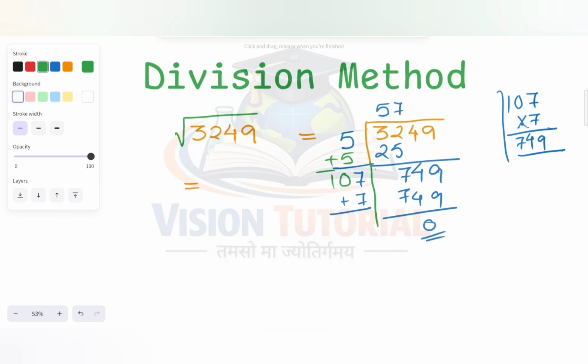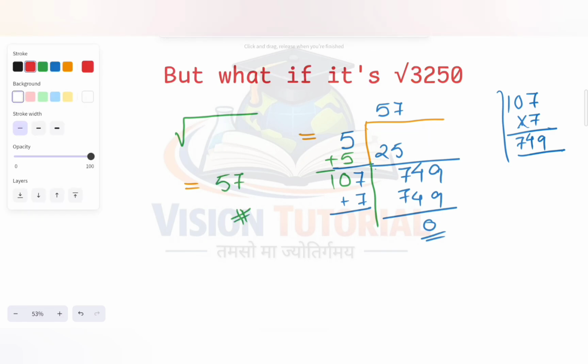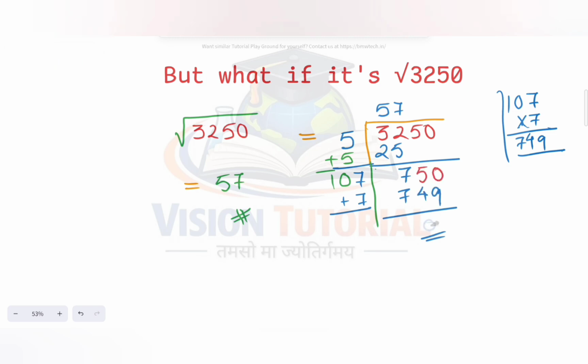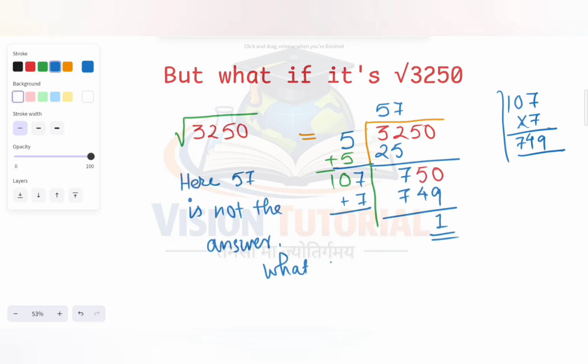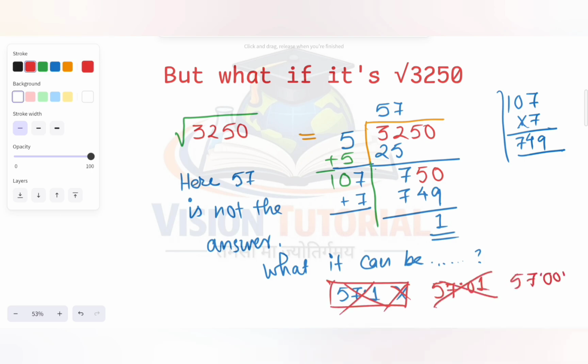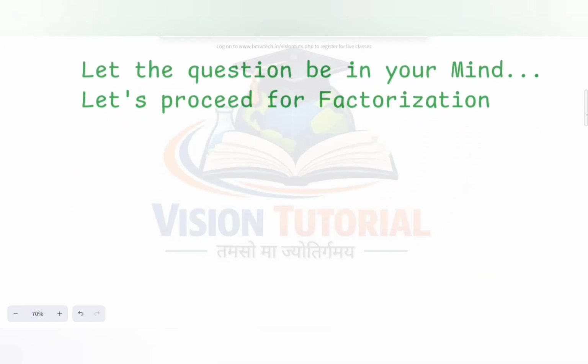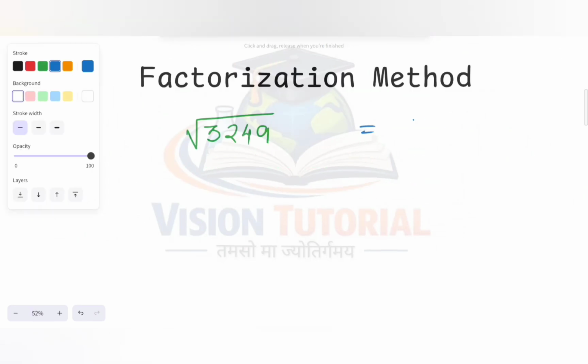The problem arises when we try to find the square root of 3,250 instead of 3,249. If we apply the same process to 3,250, we get a remainder of 1, not 0. In that case, 57 is not the square root of 3,250. Similarly, 57.1, 57.01, and 57.001 are all not the square root of 3,250. Now that we've addressed that question, let's move on to the factorization method.